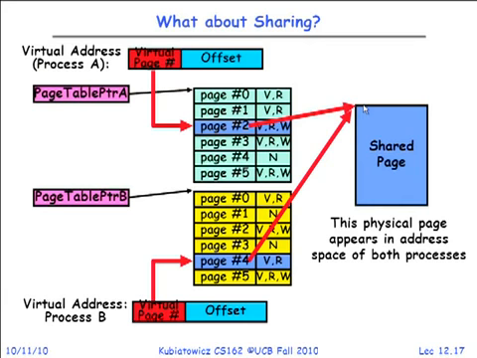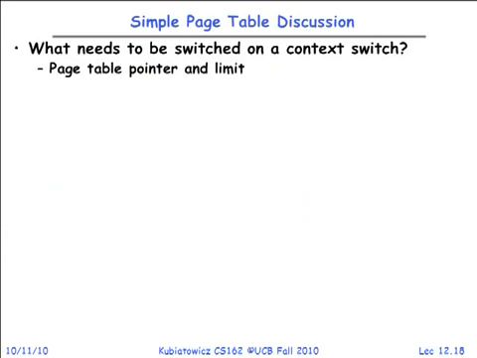Now, what needs to be switched on a context switch here? Just the table pointer and the limit. Okay, that's kind of cool, right? Because the page tables are in memory, so you switch two registers, and as a result, you suddenly have a new address space. Before, we were just switching out the registers for a thread. Now if we were going from one process to another, we just have to switch these two registers. We've got a whole different address space.